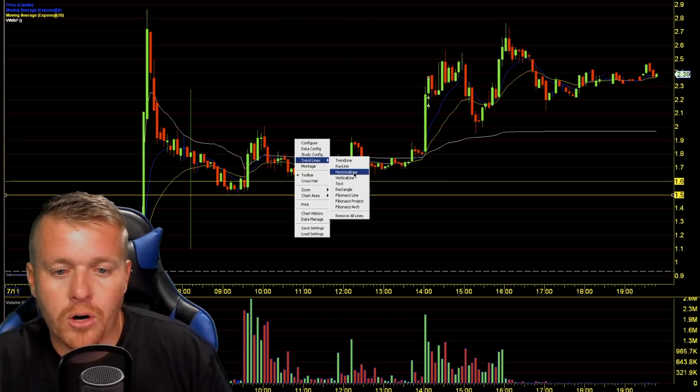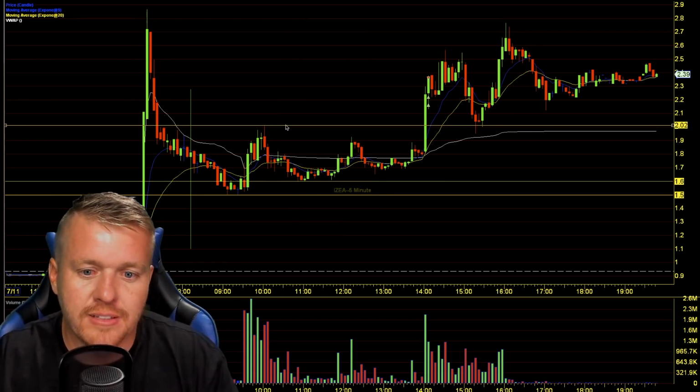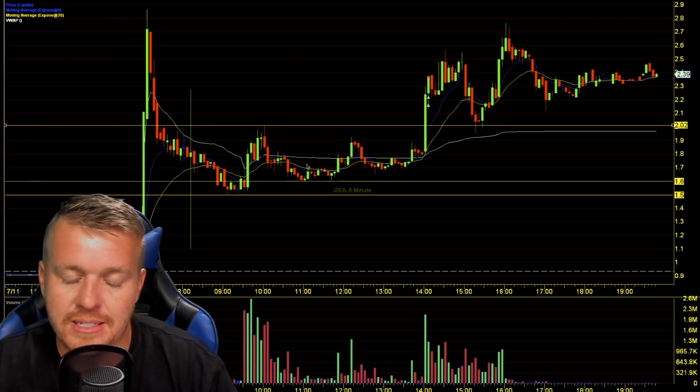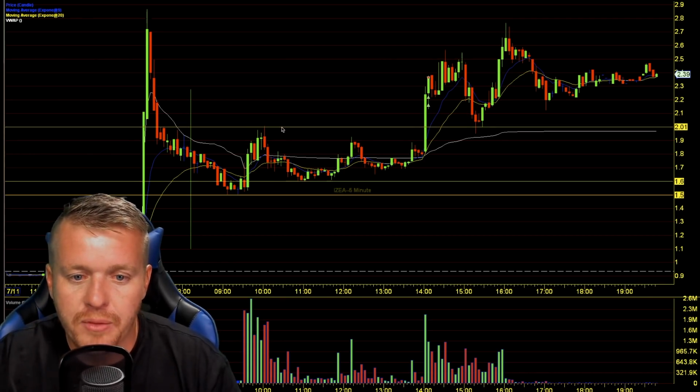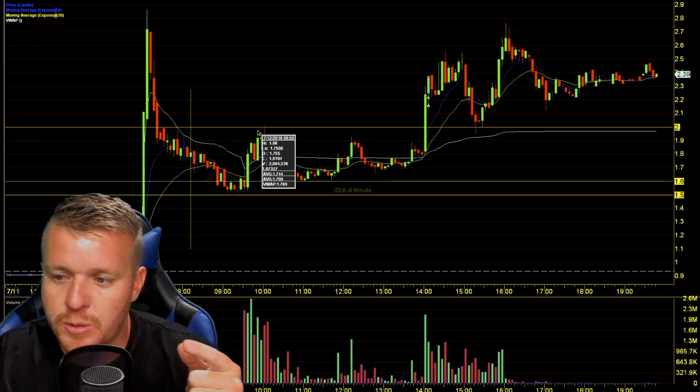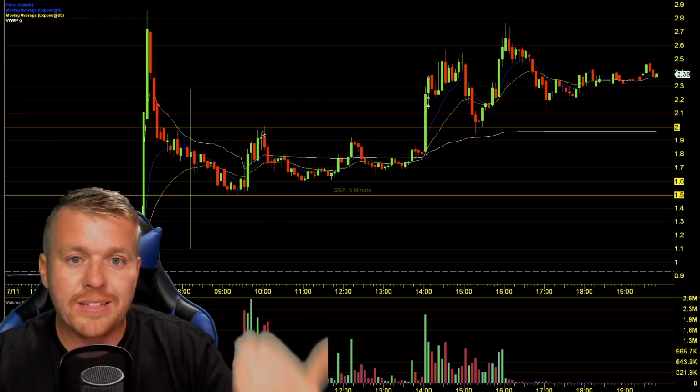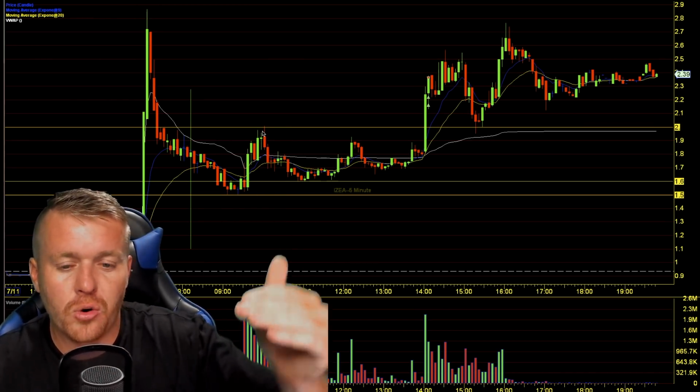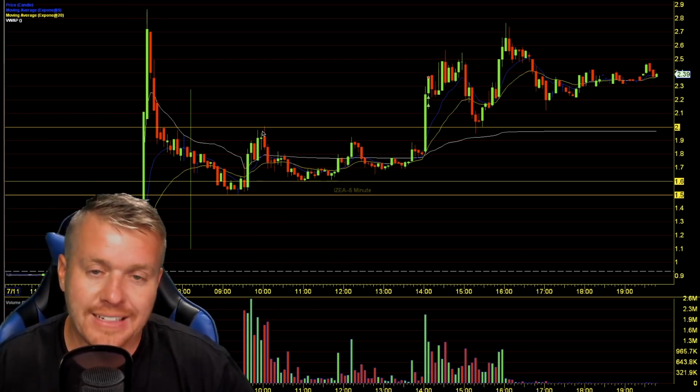Now, if I'm looking for my resistance, where is my resistance going to be? Let's say I bought this stock at $1.60, and I'm looking at it now. Okay, where's my resistance? I can see there's resistance at $2 because recently the stock got to $2, it sold off, and it pulled back down there to that support.